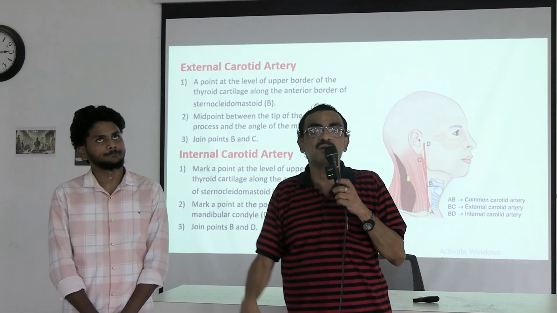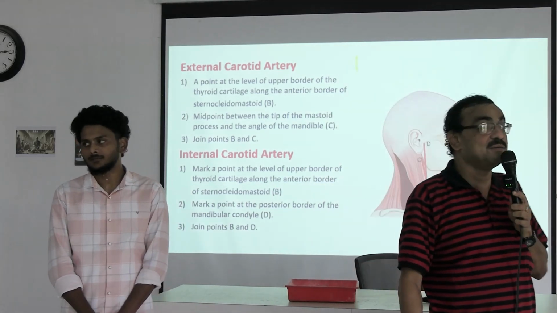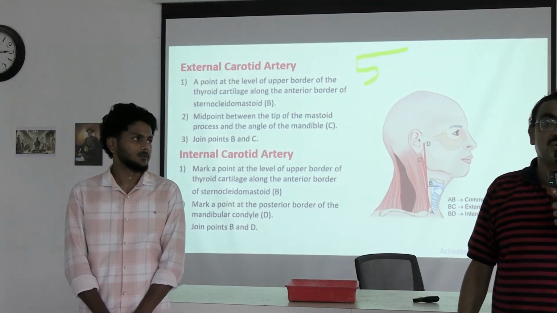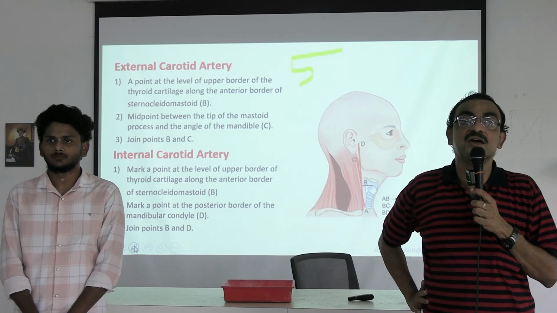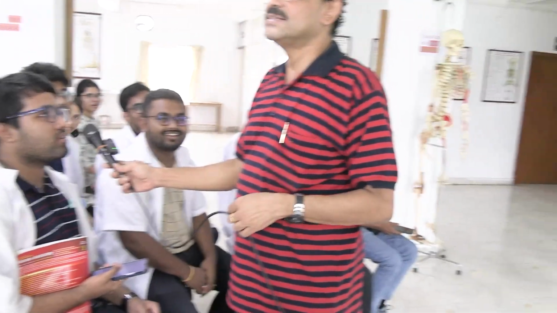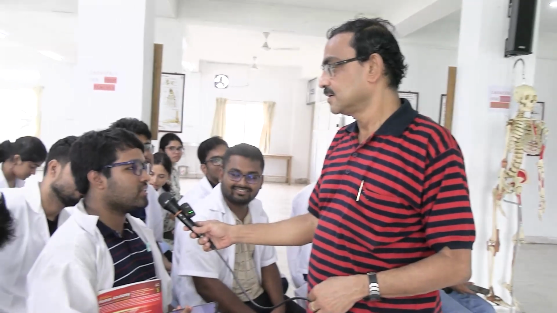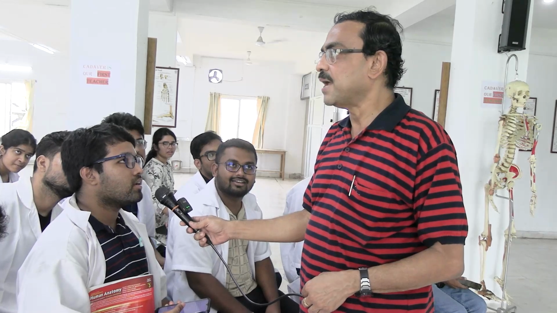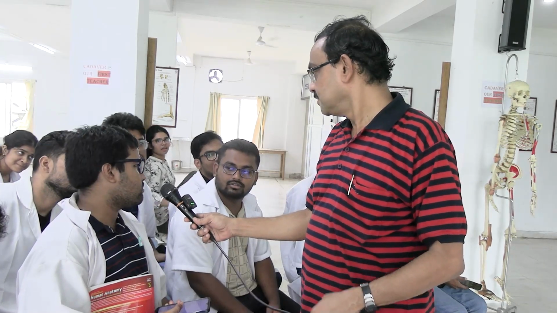What are the branches of the external carotid artery? Ascending pharyngeal artery, superior thyroid artery, occipital artery, facial artery. Sorry, not the mandibular artery.